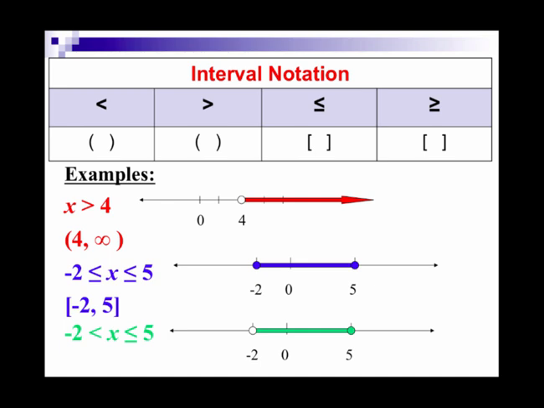And if we have -2 is less than x and x is less than or equal to 5, the only difference is that we do not have an equal sign underneath the first inequality, so we'd have a parenthesis there, but we do have an equal sign underneath the second inequality around the 5, so we would have a bracket there.